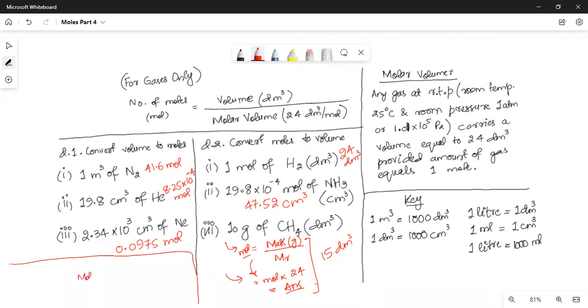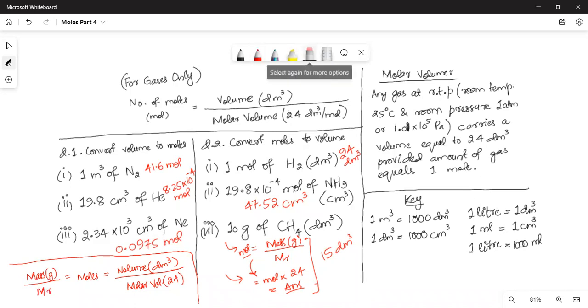Since both of the formulas are equal to moles, on this side we are taking volume in decimeter cube over molar volume, which is basically just 24, right? And on this side, we had mass, which was in grams, divided by MR. So since they're both equal to moles, what we can do is simply erase this part out and set them equal to one another.